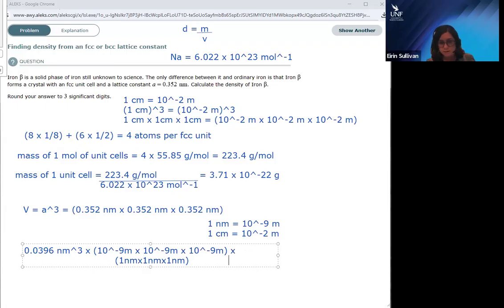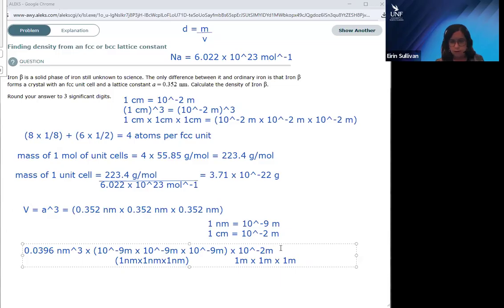I want centimeters cubed. So I've got to do 1 meter times 1 meter times 1 meter on the bottom, which gives me meters cubed. I'm getting a bit excited here. And then on the top, centimeters. So 10 to the minus 2.